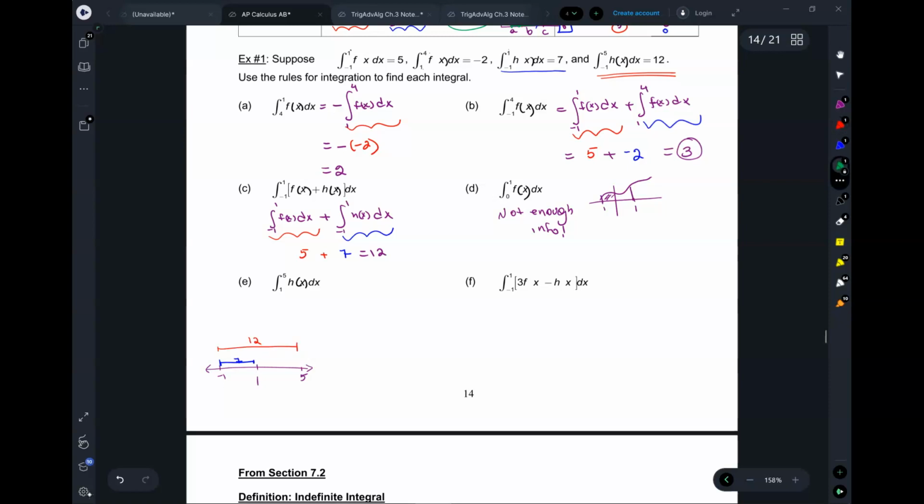What am I being asked for here? I'm being asked to find the area from 1 to 5. Well, the way I do that is that the green part is the difference between the red and the blue parts. So this is actually 12 minus 7, which is equal to 5. Okay, next one.